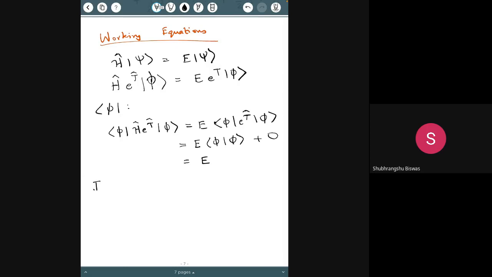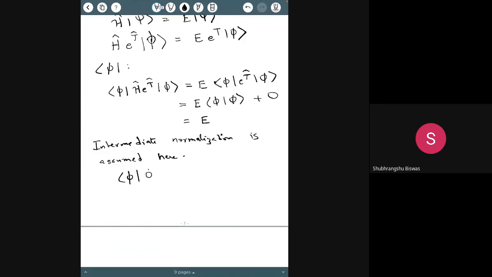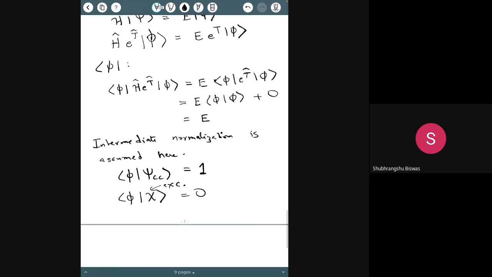So let me mention that intermediate normalization is assumed here, which means that the overlap of the Hartree-Fock function with the correlated psi CC function, that is 1, which means that any overlap with excited functions is 0. So we've already got the expression for the energy.